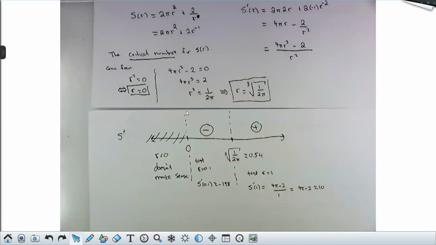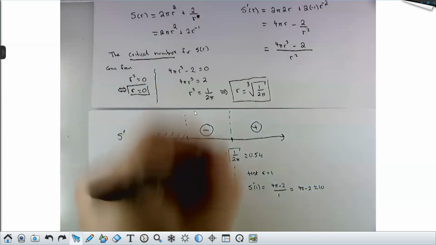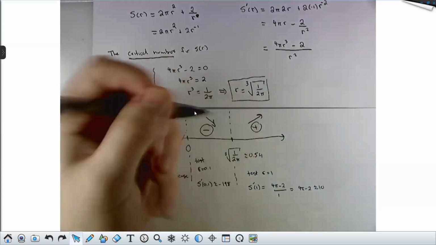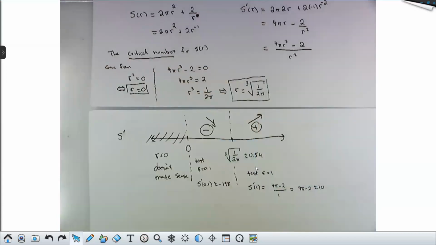So the domain of my function is 0 to infinity. Less than 0 is not interesting. And I am decreasing everywhere to the left of this number, increasing everywhere to the right of this number, which means this guy must be an absolute min.